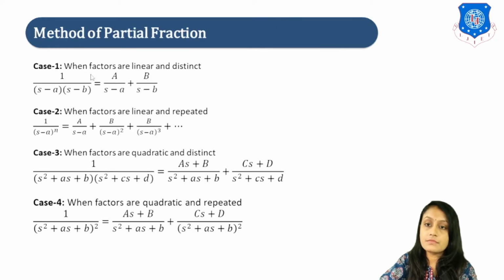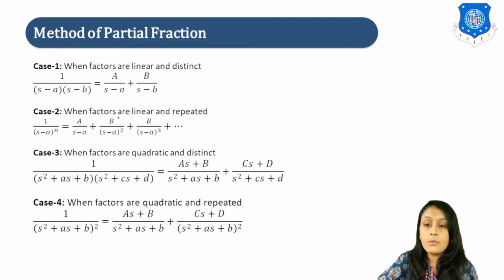Correct? Now let's begin with another method, that is method of partial fraction. Now we will solve the Laplace inverse using partial fraction. So suppose if we have this type of fraction, that is 1 upon (s minus a)(s minus b), so we can write it as A upon s minus a plus B upon s minus b. We will simplify this and find A and B, and then we will apply the Laplace inverse formula.